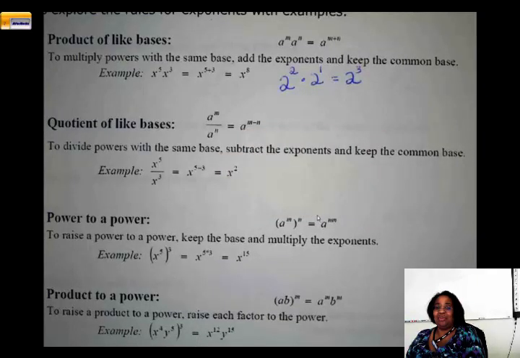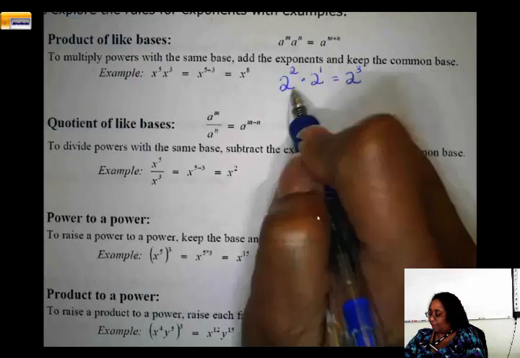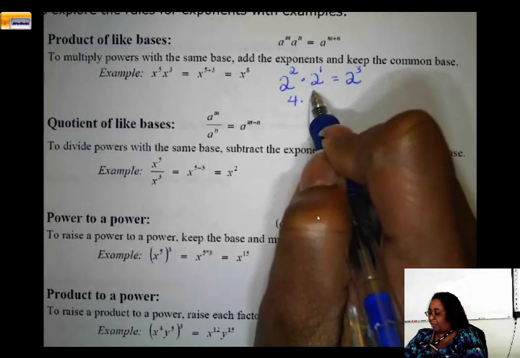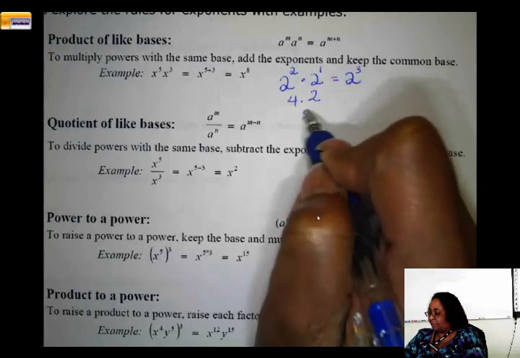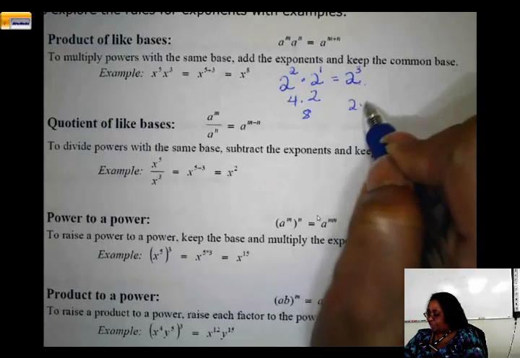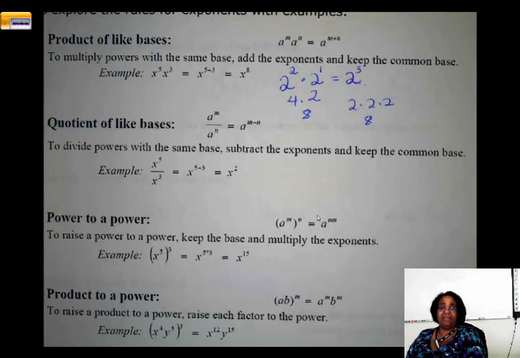Now, is that really true? How much is 2 to the second power? 4. How much is 2 to the first power? 2. So what's 4 times 2? 8. Now, isn't 2 times 2 times 2 also 8? Yes. Okay? So that's true. As long as your base is the same base, and you are multiplying different exponents to that base, you can add the exponents and you get the same answer.